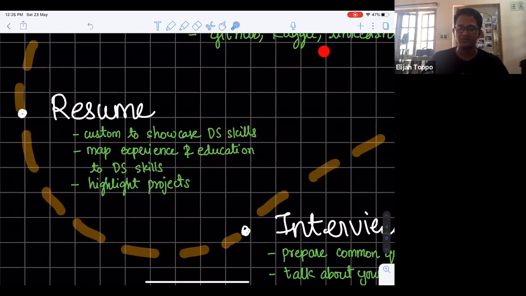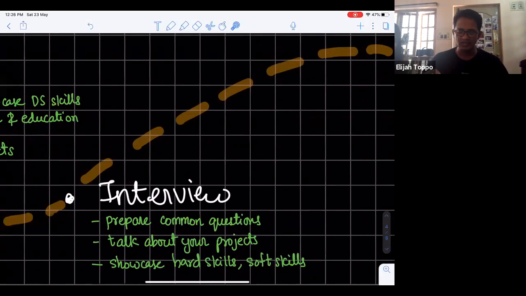Because your portfolio will basically show what kind of skills you're equipped with. You'll update your resume based on that. You can also map your previous experience. So if you have previous experience in programming, or in statistics or maths, things that are related to data science, you can map those experiences and this education to your data science skills. You can highlight projects.